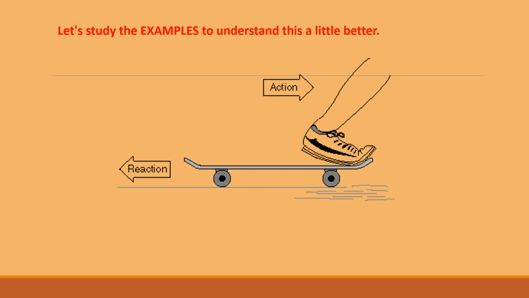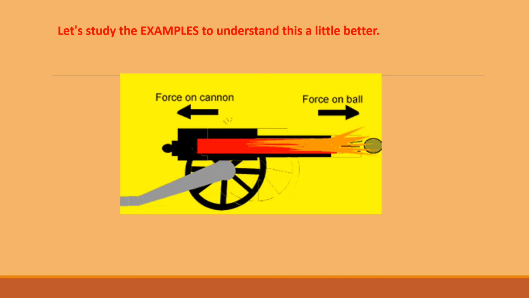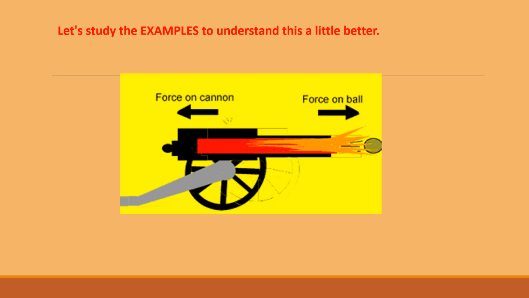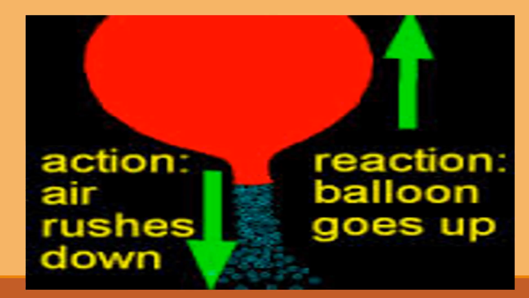Another one, when we use a skateboard, the action there is your foot pushes the skateboard on the ground. The reaction is your body will move forward. This is another example of the third law of motion, the cannonball. The force of the ball is the action. The reaction will be the force on the cannon. Another one is the action is air pushes down, and then the reaction will be the balloon goes up.